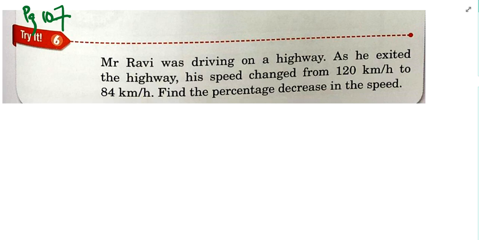So Ravi was driving on the highway. All right, the speed changed. So I'm going to highlight. There's a change in the speed. So I'll highlight some of the key information. From 120, it changed to 84. So what are we supposed to do? I want to find the percentage decrease. So these are the key information I can obtain from the question.